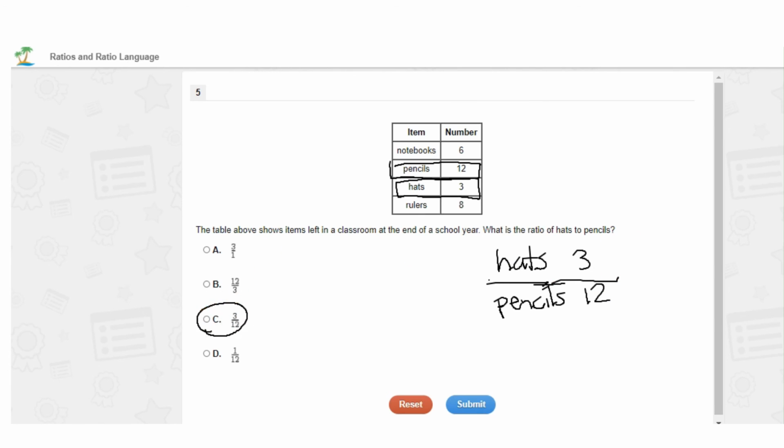It's right here. And that was simple. I didn't even have to simplify. Divide my numerator and denominator by 3. So the simplified ratio will be 1 hat for every 4 pencils. But I see my answer right here, so I'm just going to go with that. And that's it.